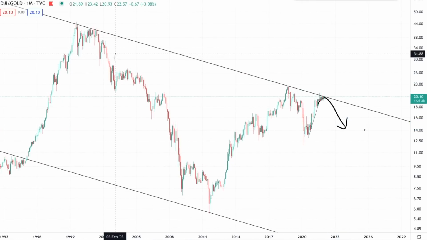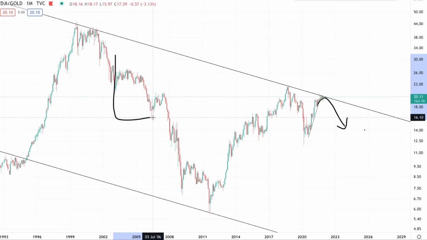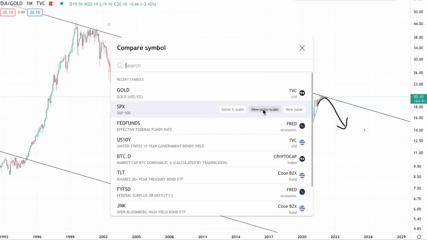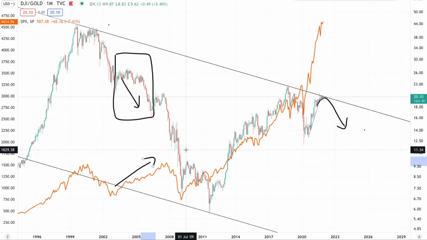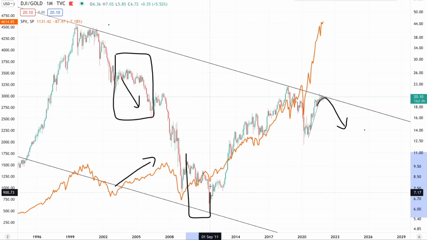This 2003 to 2006 period here, the ratio was moving down, but let's see what the S&P 500 was doing. It was in a big bull run throughout this period. That was a 3 to 4 year period where stocks were performing well, but gold was performing better. You can say the same thing about this 2009 to 2011 period. The ratio was just absolutely crashing down, but stocks were performing well.